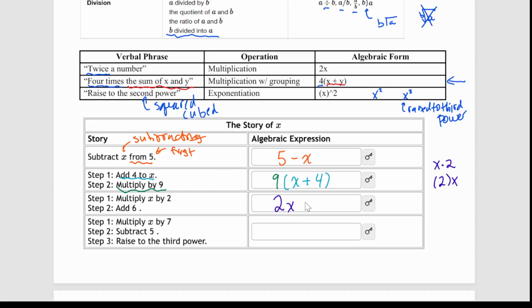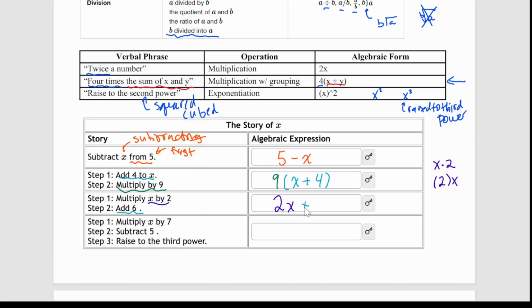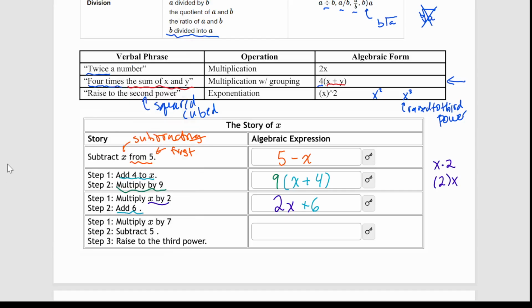And then it says as a second step, we're going to add 6. And really, actually, let me differentiate those colors there a little bit just for clarity. For the second part to add 6, I will write down the plus 6 there. For this next one, again, you want to be careful about going in order. So it says multiply x by 7, so I would do 7x. Then subtract 5, so minus 5.